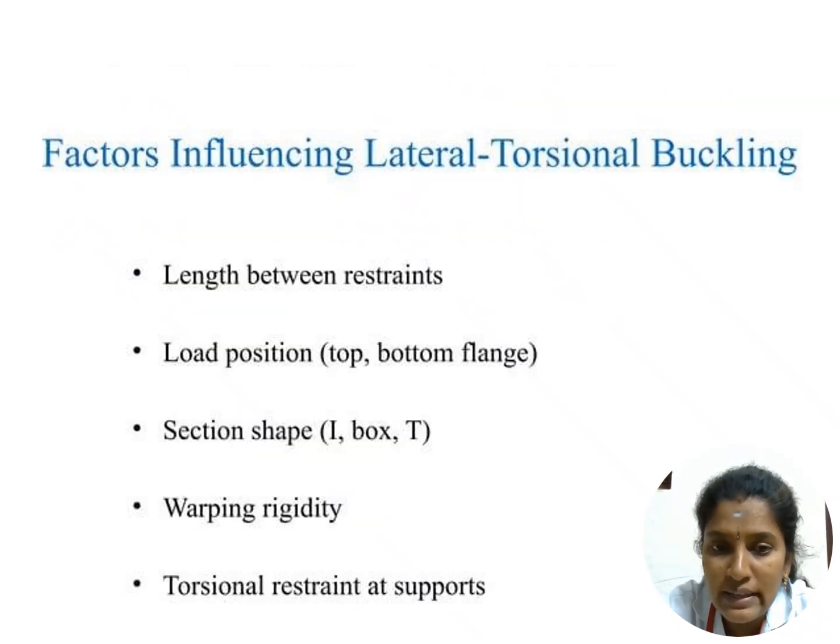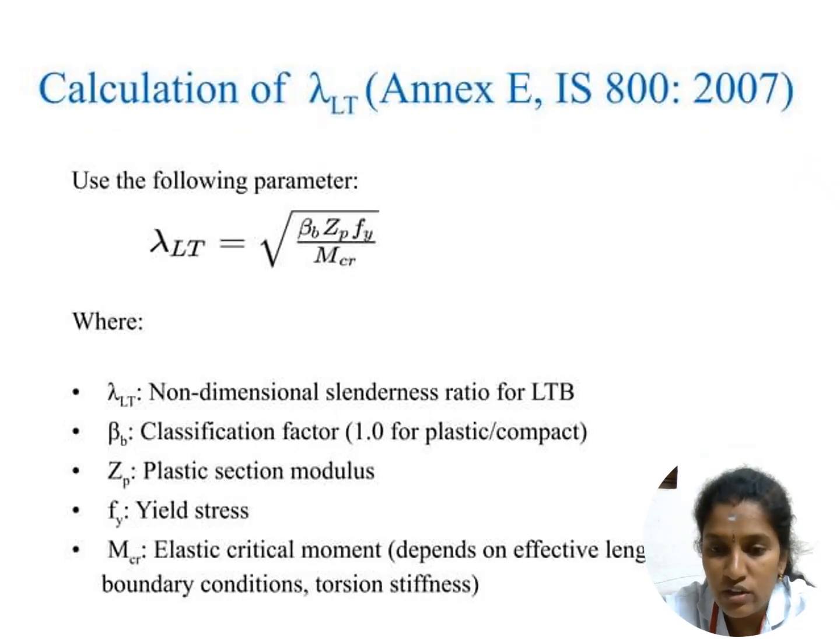So next will be the factors influencing lateral torsional buckling. These are the main factors influencing it, because it is the unrestrained condition. The length between the restraints plays a major role here. Then the load position, how the load acts on the top or bottom flange, and the section shape, whether it is an I section or T section, the warping rigidity and the torsional restraint at the support. These are the main factors influencing the torsional buckling.